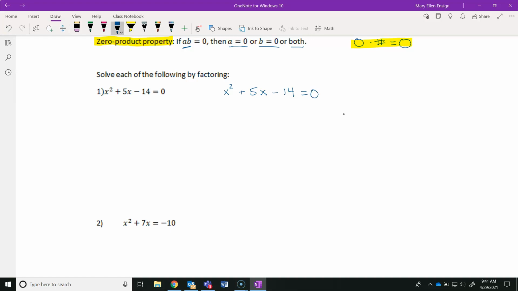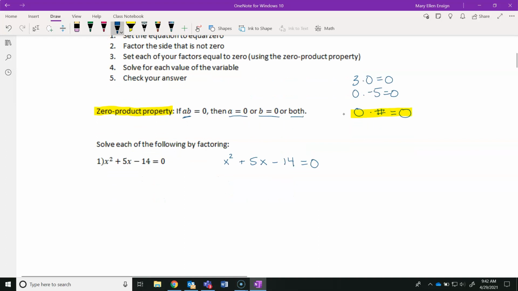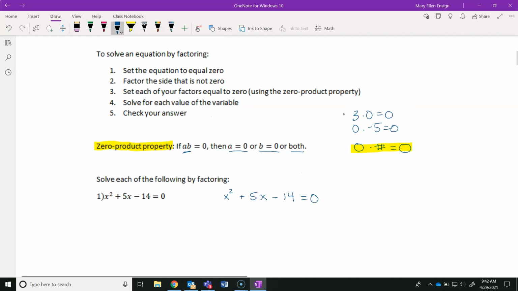Now, if we think back to our steps, the first step is to set it equal to 0. In this case, we're lucky because we already are starting out there. It's already equal to 0. So now I just factor the side that's not 0. So x squared plus 5x minus 14.